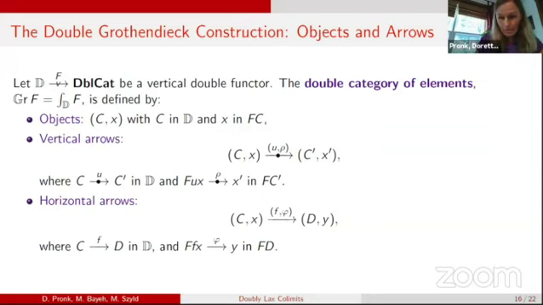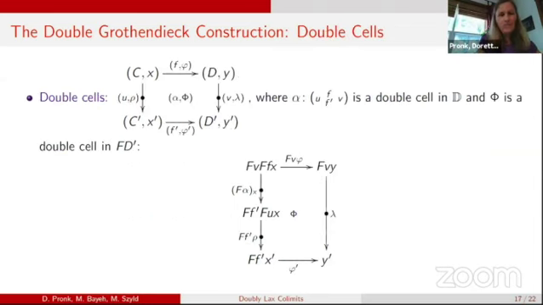So if we have a vertical double functor, the double category of elements is going to be defined as follows. Objects are pairs of objects, just like we do it in the classical Grothendieck construction: an object in the indexing category together with an object in the image of that particular object. Vertical arrows are also defined in the typical way for a Grothendieck construction as these pairs, and horizontal arrows similarly. So there's nothing new on this slide yet, but the next slide shows how the double cells go.